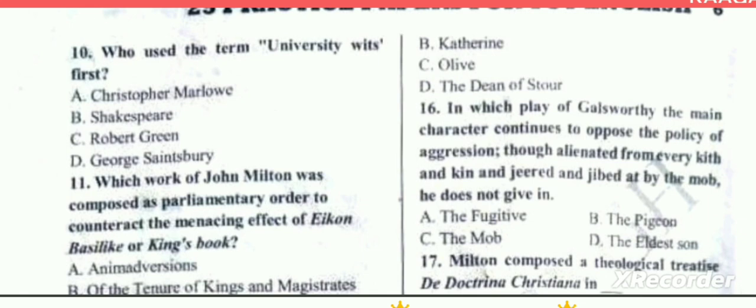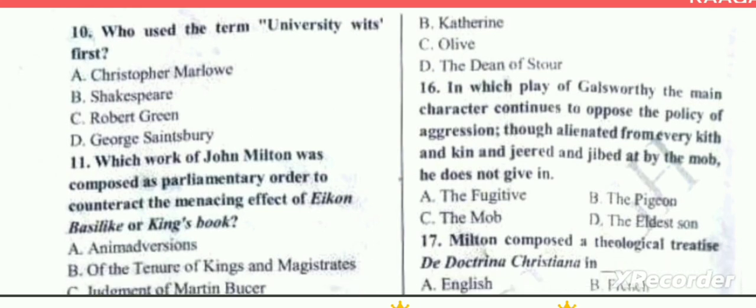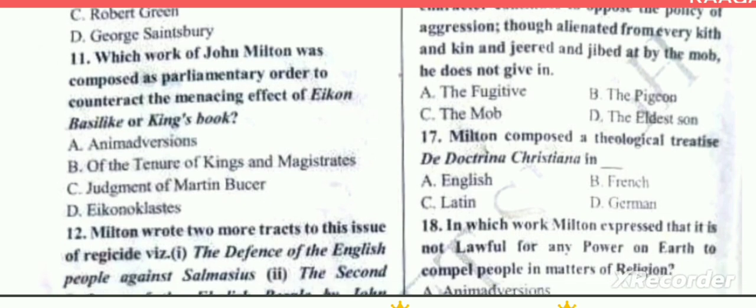These university wits were there. These are very important questions, so you must note down. Some were from Cambridge and some were from Oxford. Kidd was not university trained, so that's why Kidd, full name Thomas Kidd, was not from Oxford or Cambridge also. So this is a very important question, you must keep it in mind. 11 number.